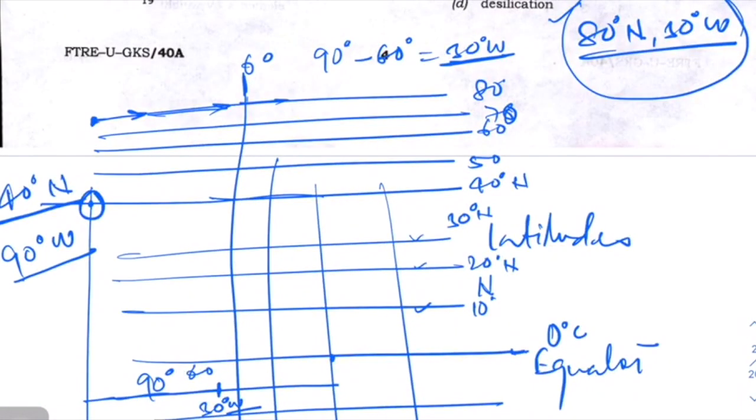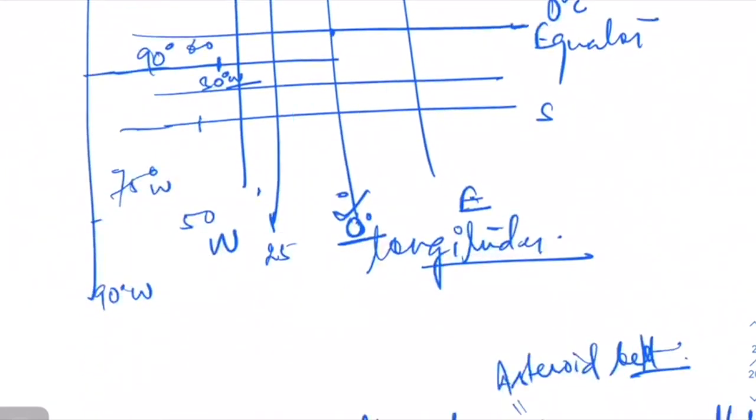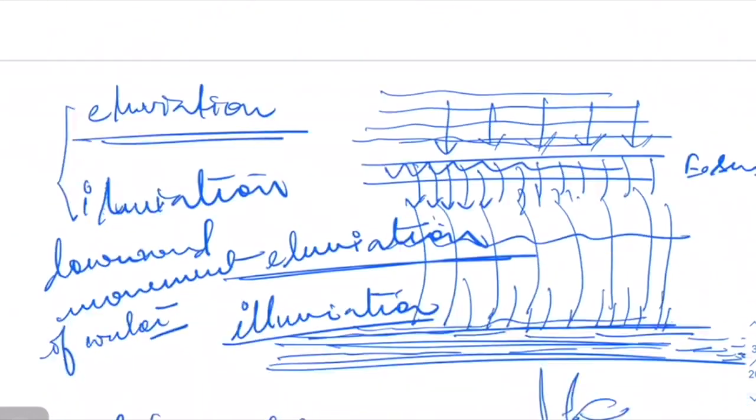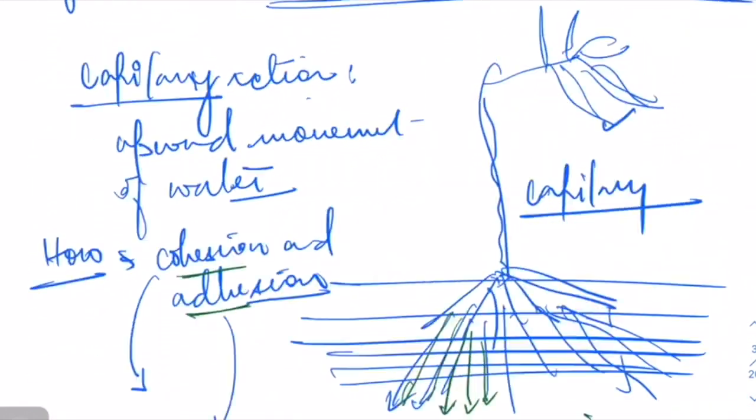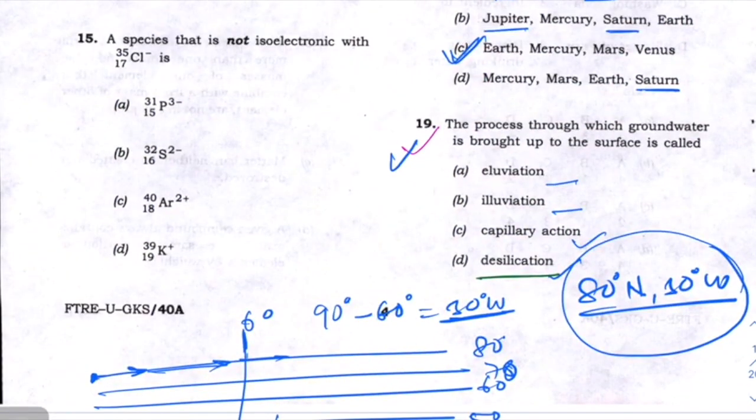Next is desilication. Through this word you can understand that this is the removal of silicate, I mean the clay. So desilication does not have anything to do with water, and does not mean upward movement of water. Only capillary action gives you the upward movement of water. This is what the question was asking for. So C should be the answer.